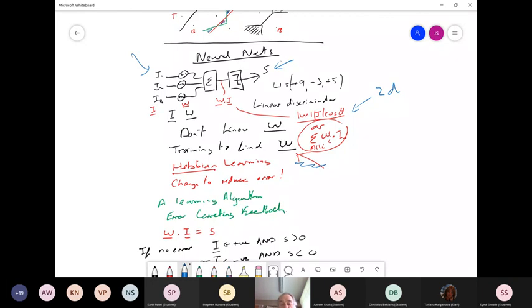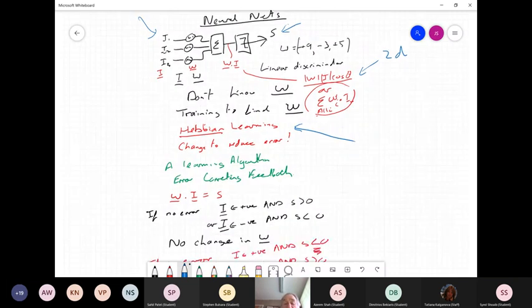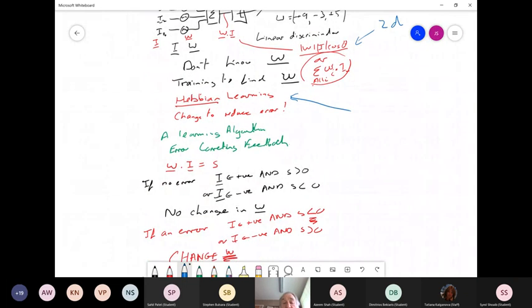Now, training is a way of obtaining the weight vector for a problem. And we use a principle called Hebbian learning, which simply means we change the weights to reduce the error. If an error occurs, change the W's. If the new W's make the error bigger or worse, ignore them. If the change in the weights makes the scalar product or the error smaller or hopefully corrected, then we take the new values. And the algorithm I gave you was a learning algorithm called error correcting feedback.